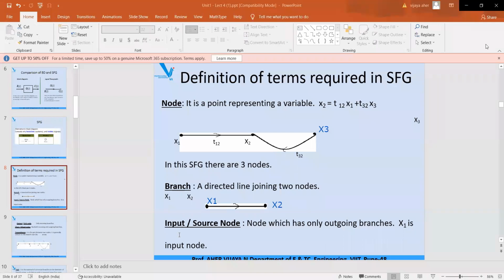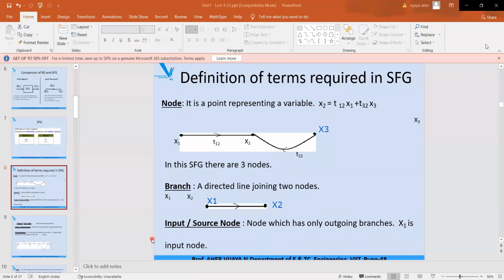Okay, now coming to the next term, that is input node or source node. What do we call an input node? We call it a source node. Now what is an input node? A node which has only outgoing branches is an input node. So this x1 is an input node, it has only outgoing branches, right? In this case x1 is the input node. In this case x3 is the input node. So a node which has only outgoing branches, I am not saying incoming, outgoing branches. And if there are outgoing branches, we call x1 an input node or source node. Okay, did you get this?